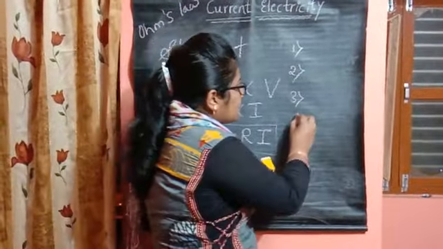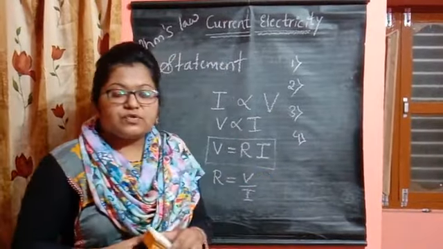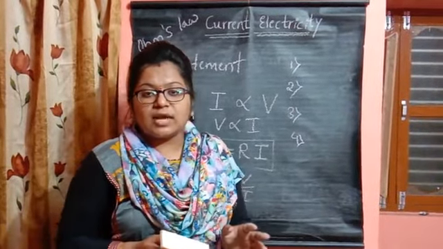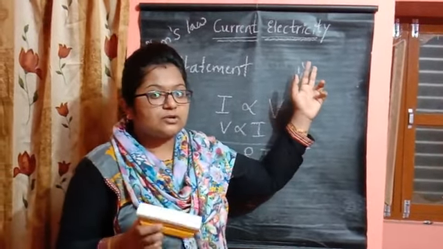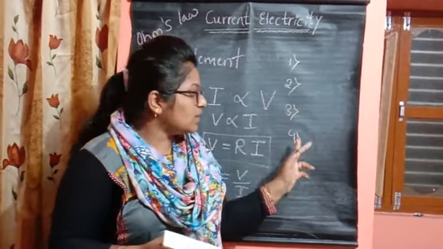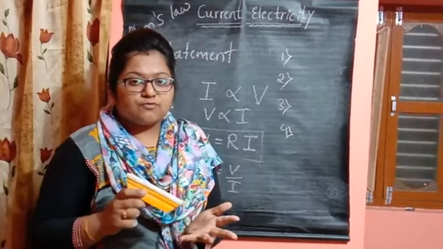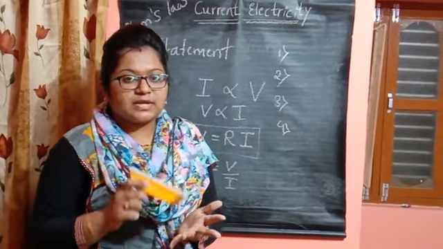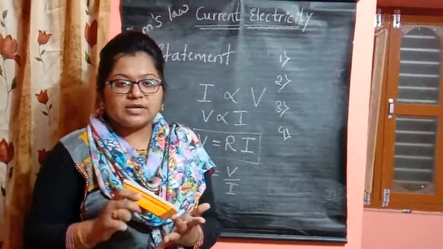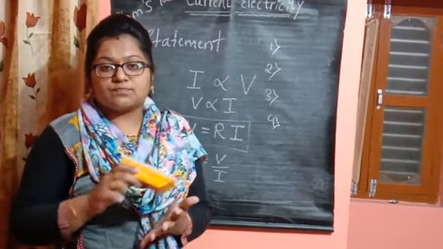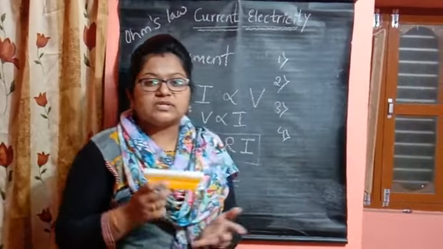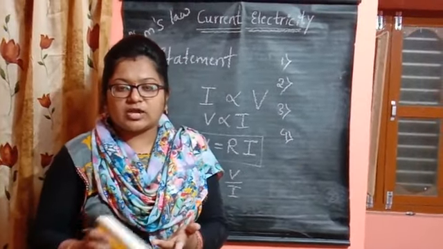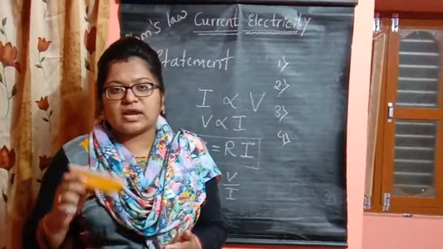The last thing: Ohm's law is not applicable for semiconductors. In the first condition we said it holds good only for conductors, so it is not applicable for semiconductors, discharge tubes, electrolytes, vacuum tubes, anything. So this is not applicable for semiconductors, electrolytes, vacuum tubes, discharge tubes, etc.